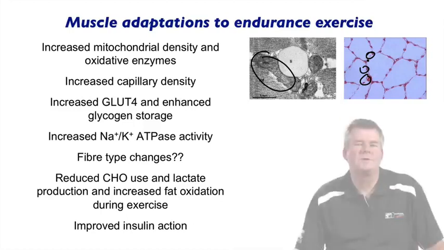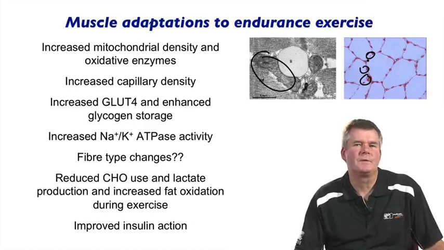muscles. In terms of the functional consequences, we see reduced reliance on carbohydrate, reduced lactate production, and increased fat oxidation during exercise after endurance type training. And we'll talk more about this in the next module on fuels for exercise. From a health perspective, endurance training also improves the action of insulin, and that's thought to be very important in minimising the risk and indeed managing metabolic diseases such as type 2 diabetes.